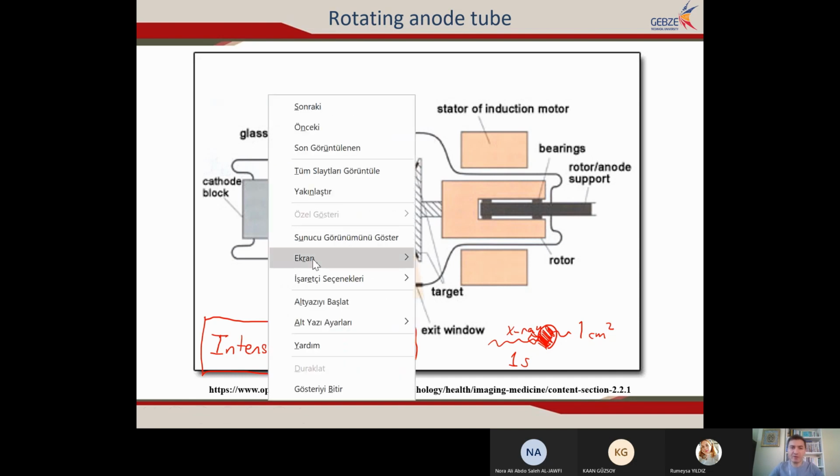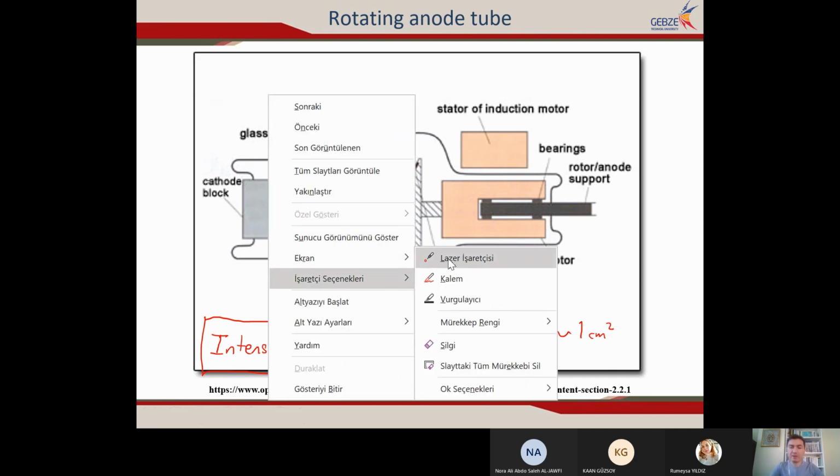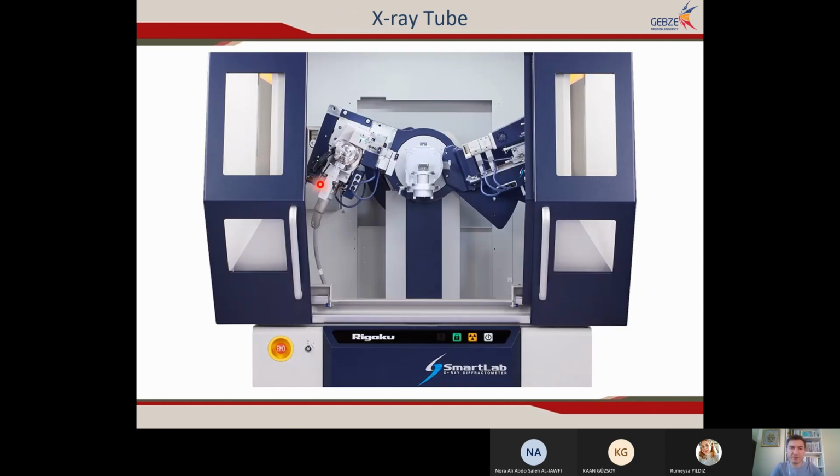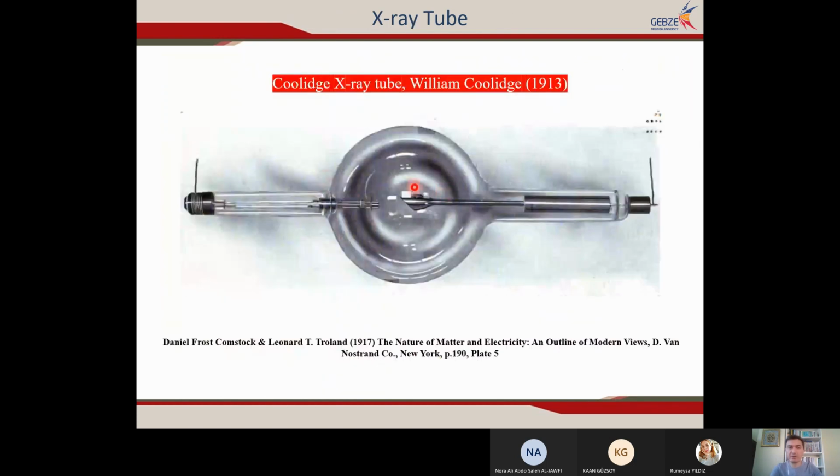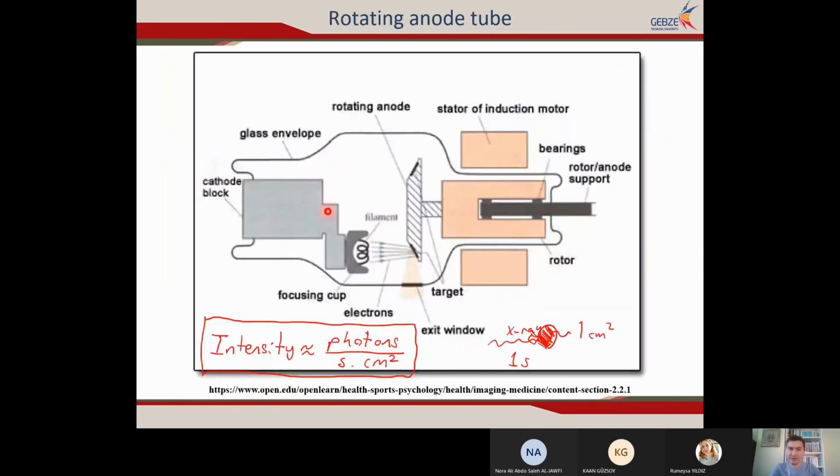So what is the working principle of the rotating anode tube? And what is the difference between the X-ray tube and the rotating anode tube? So the general mechanism is the same. Here we have a cathode material, and here we have a filament. You produce electrons. And then here we have an anode material. So we apply high voltage between cathode and anode. Then you accelerate electrons from the cathode to the anode material, and then you produce X-rays. Here we have the exit window, and here we have X-rays. Both continuous spectrum and characteristic X-rays are produced.